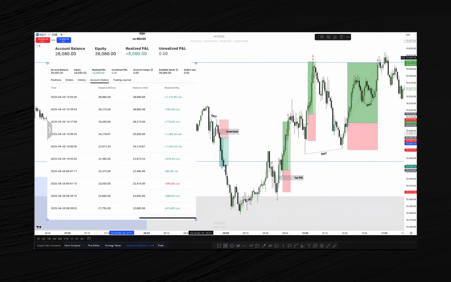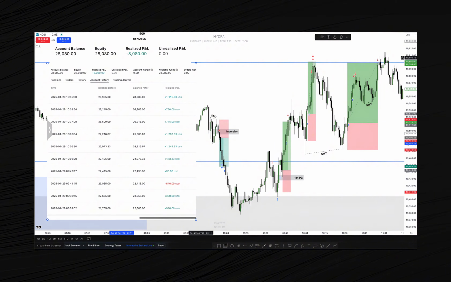Hello everyone, welcome back. As you can see on my screen, these are the trades I took today on my live account. I started trading with Interactive Brokers a couple of months ago, and recently I started a new account with them, starting from 20,000 Canadian dollars. So I shared all the results here.